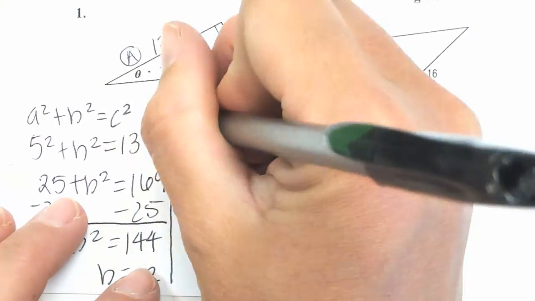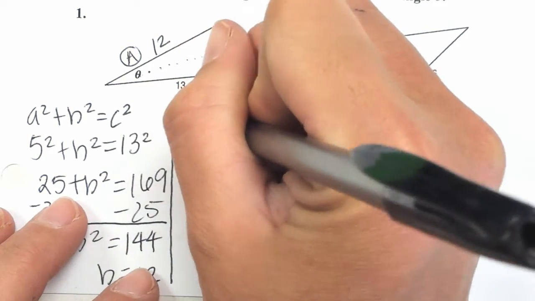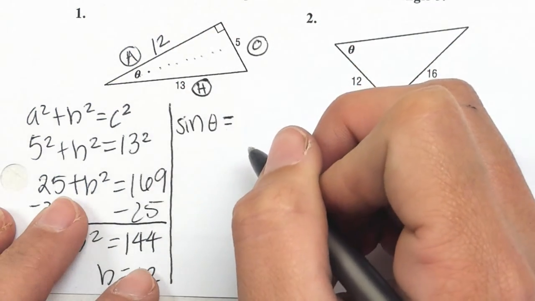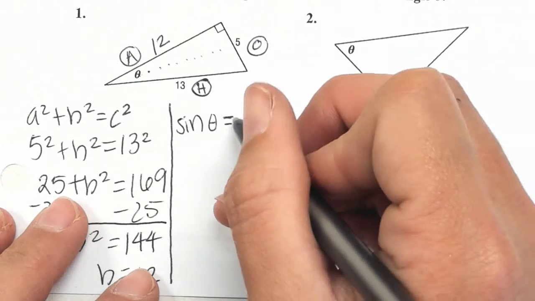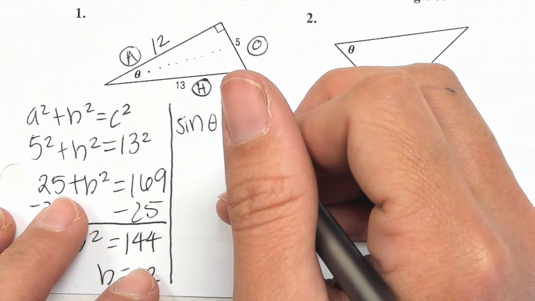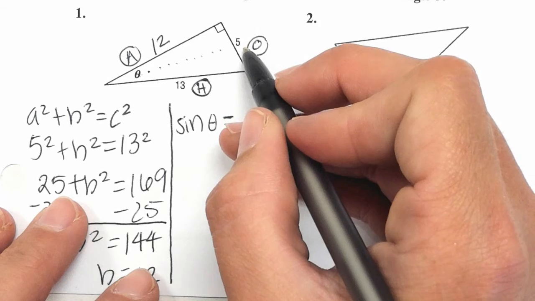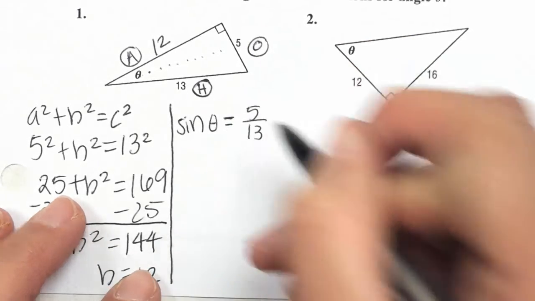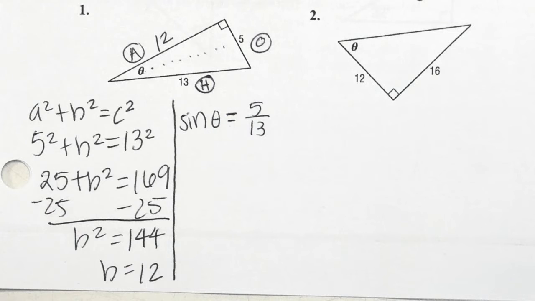Alright, SOHCAHTOA tells us that sine is what now? Opposite over hypotenuse. So what is opposite of theta? 5. Hypotenuse? So we would write it as? Good. That is sine theta.